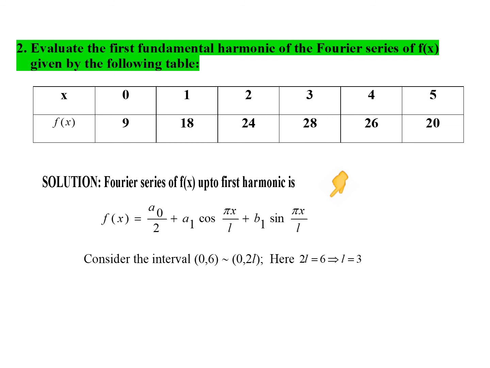Now the interval is 0 to 5, but we can take that as 0 to 6 as an open interval, considering the last data, the last value 6 is omitted, and we can compare this with our general interval 0 to 2L, so that L becomes 3. Instead of taking 0 to 5, we can always take 0 to 6, because if we take 0 to 5, we will have L as 5 by 2, which may be very difficult in calculations. So for convenience's sake we are choosing 0 to 6. And this is the formula for Fourier series, replacing L as 3.